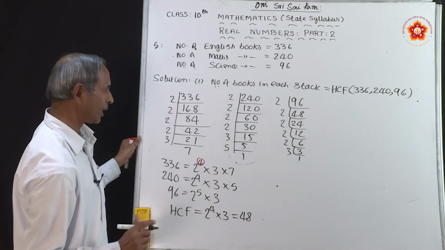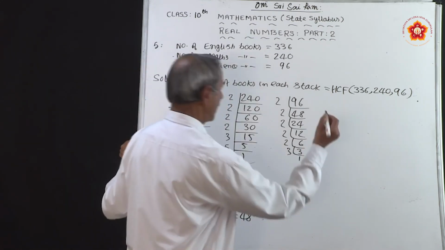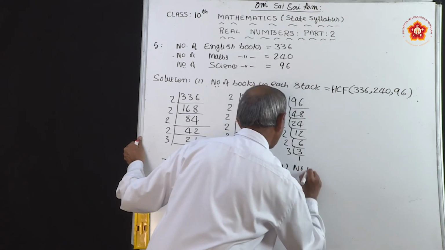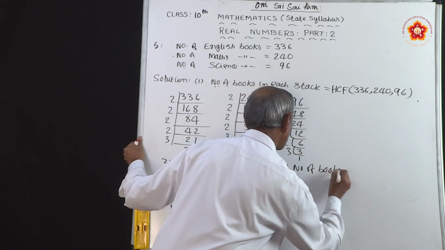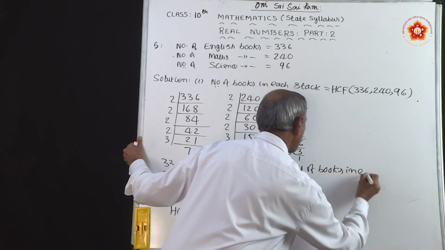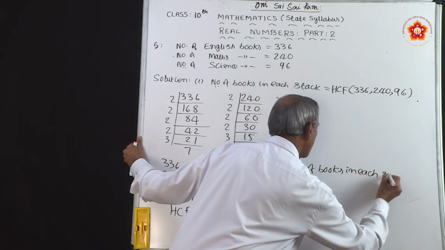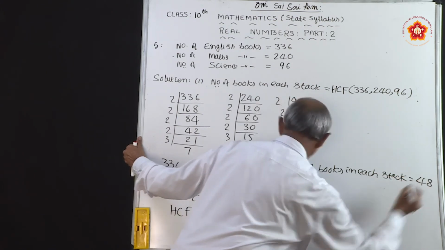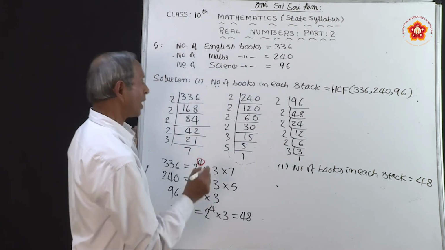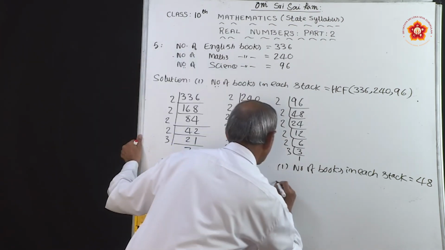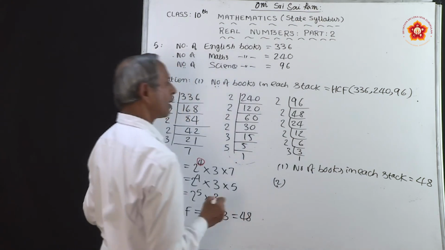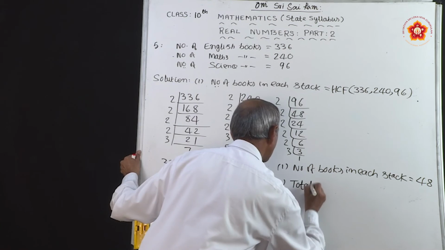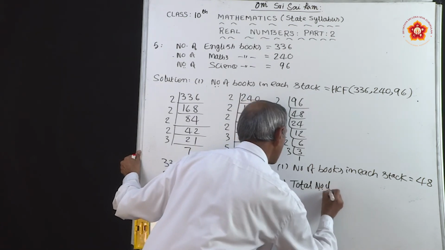The number of books in each stack is equal to 48. I will write the answer here. Now, for the second answer you have to calculate the total number of stacks. How many piles are there? Like that you have to calculate the total number of stacks.